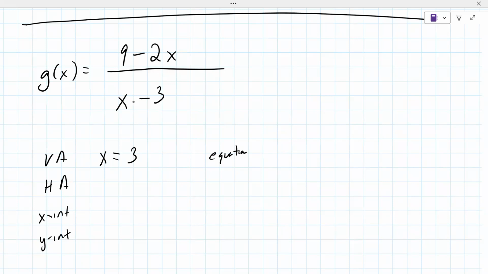And then the horizontal asymptote, y equals 9/1. So I made this a little deceptive here. It's the coefficients in front of the x. Is 9 the coefficient in front of x? Oh, no. All right. So what is the coefficient in front of x? y equals -2/1. There you go.